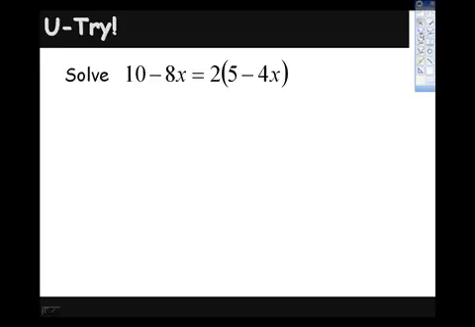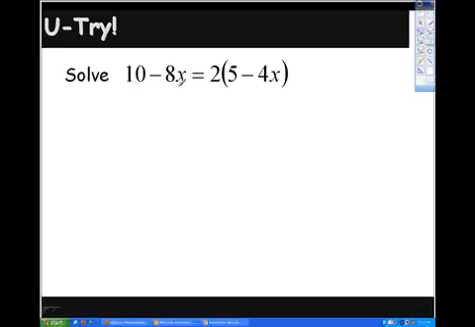Okay, on this problem, I think I'll go ahead and distribute the 2. So I'll have to take the 2 times the 5 and also the 2 times the negative 4 and see what I get. So the left side stays the same, 10 minus 8x. 2 times 5 is 10. 2 times negative 4 is negative 8x.